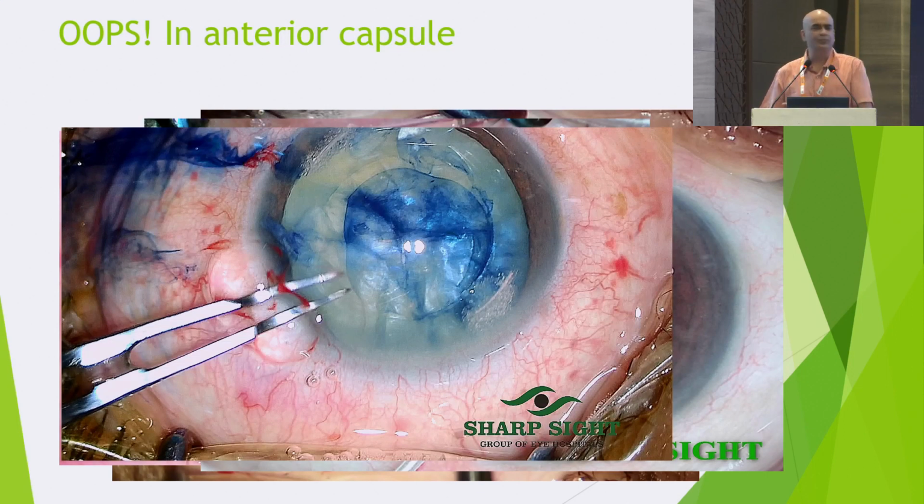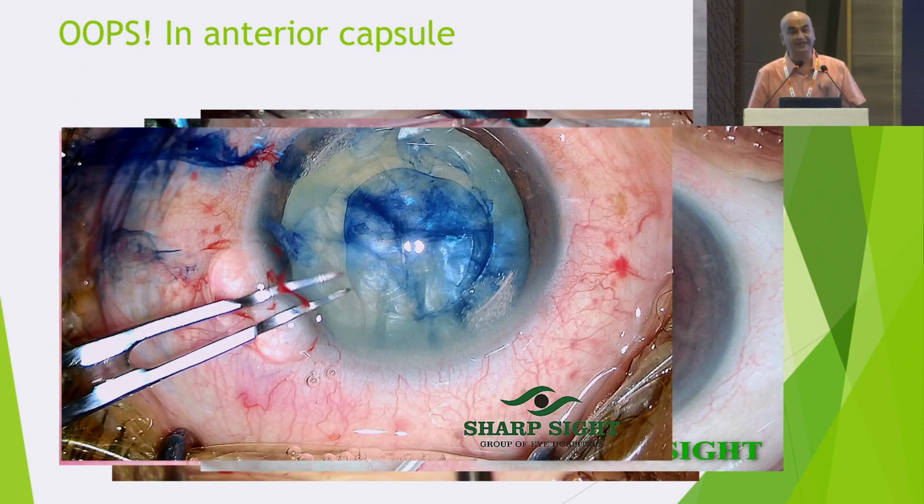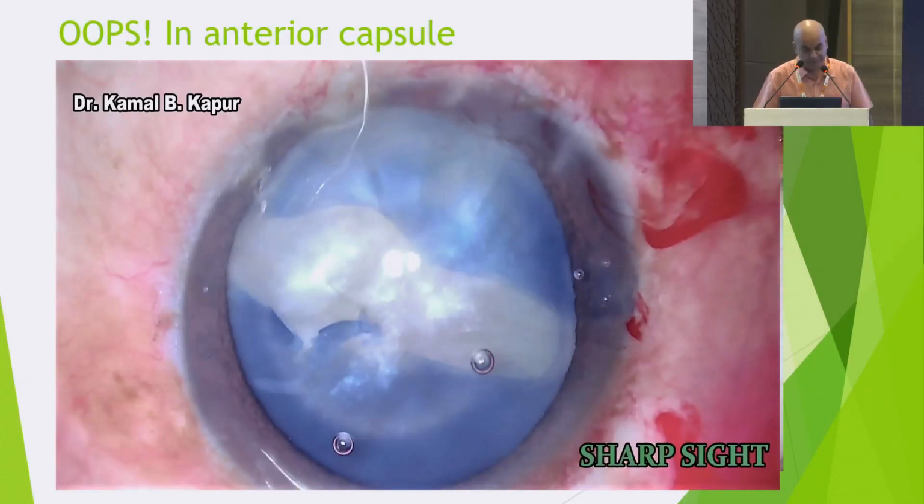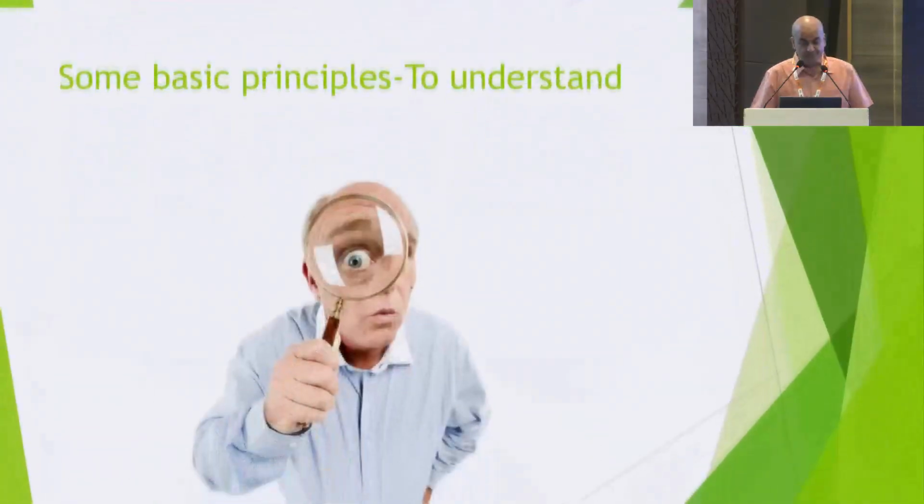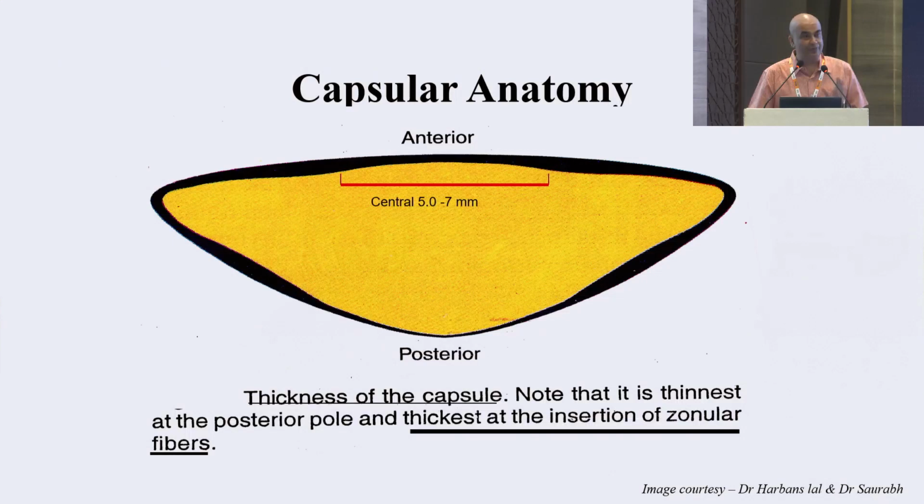So we'll be seeing beautiful videos. I've got more than 42 small videos for you, for whatever you can think of in anterior capsule. So some basic principles you need to understand first. The thickest part of the capsule is anything between 5 to 9 millimeters. So that's why you restrict your rhexis between 5.5 and 7.8.